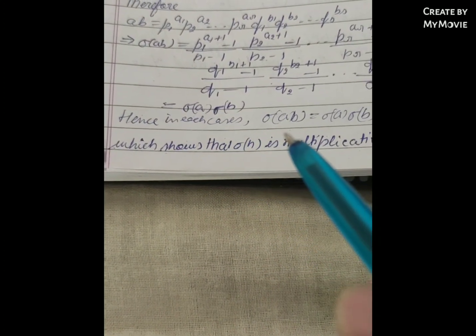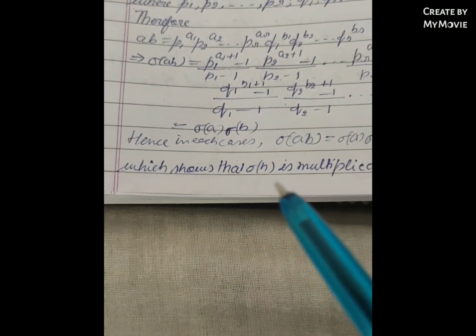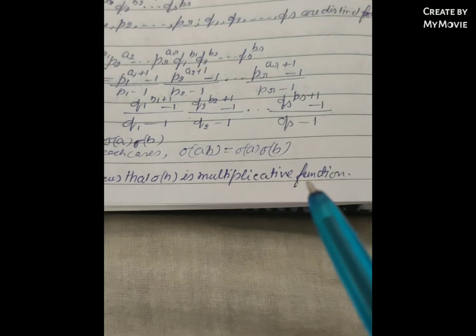Hence, in each case sigma a into b is equal to sigma a into sigma b, which shows that sigma n is a multiplicative function.